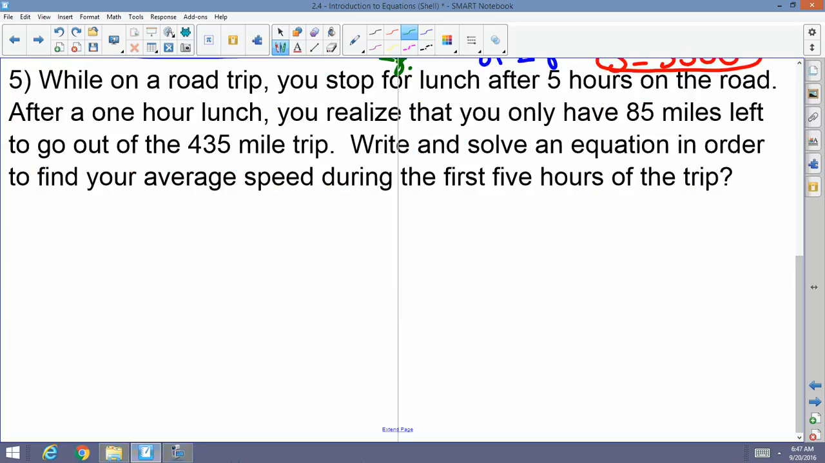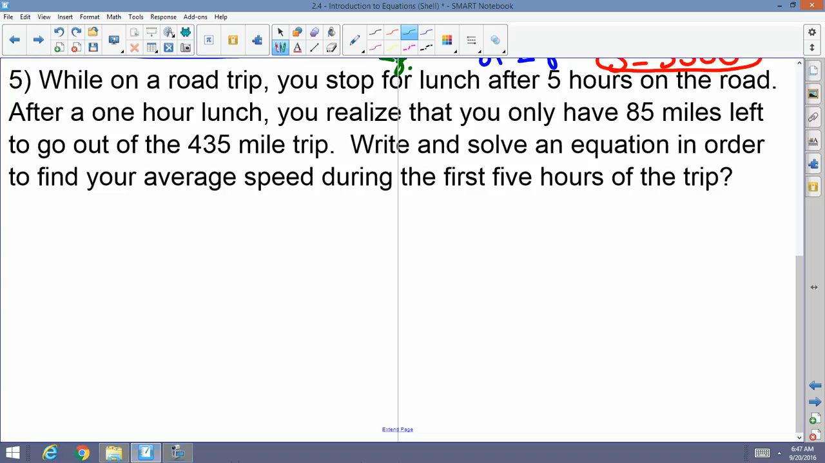Well, on a road trip, you stop for lunch after 5 hours on the road. After a 1-hour lunch, you realize that you only have 85 miles left to go out of the 435-mile trip. Let me reread that again. After a 1-hour lunch, you realize that you only have 85 miles left to go out of the 435-mile trip. Write and solve an equation in order to find your average speed during the first 5 hours of the trip.